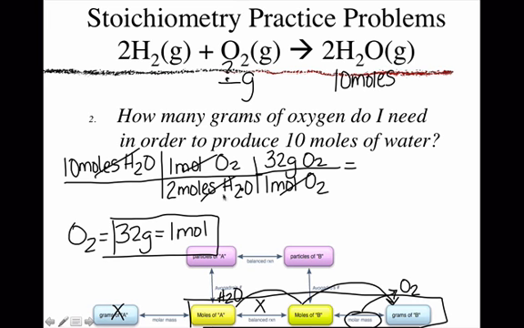It's not crossed out. So when I do the math, I take 10 times 32 and I divide by 2, and my answer is 160 grams of oxygen. So that one was only 2 conversion factors long.